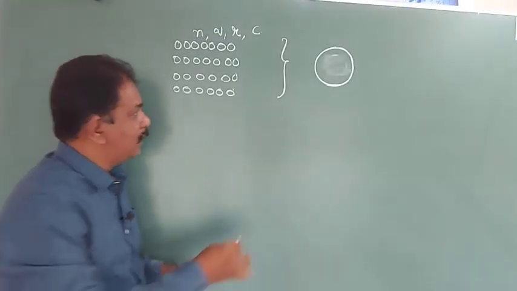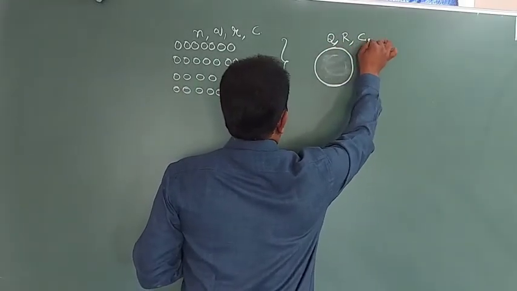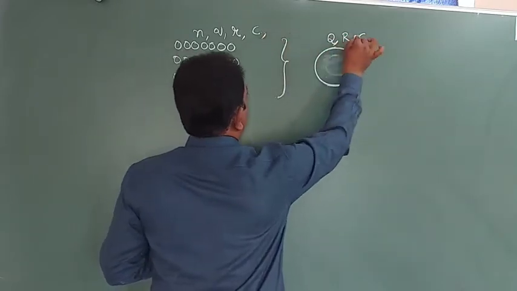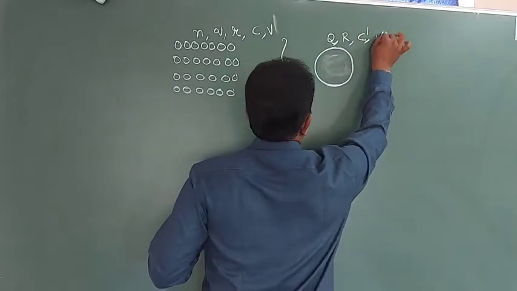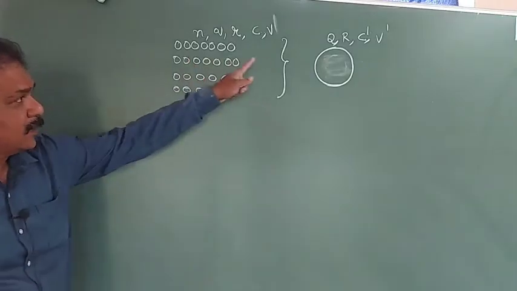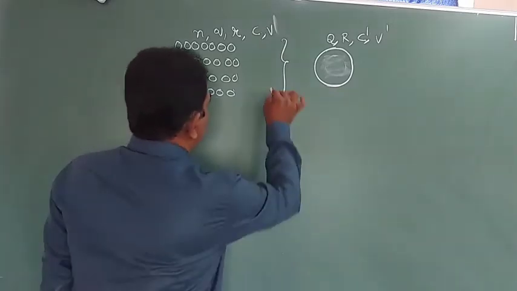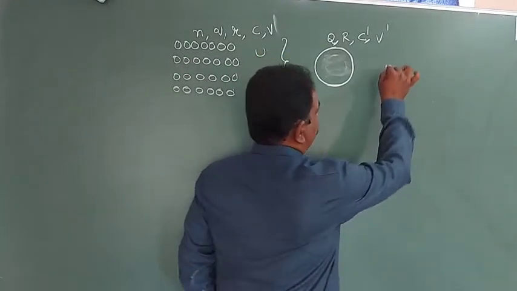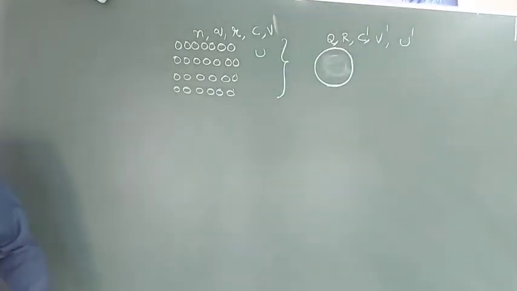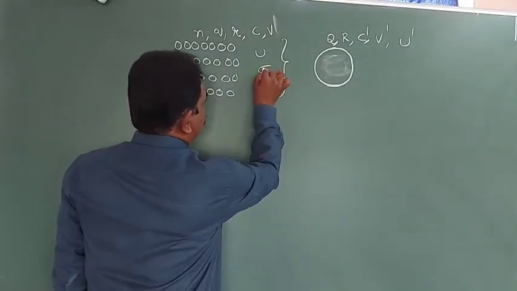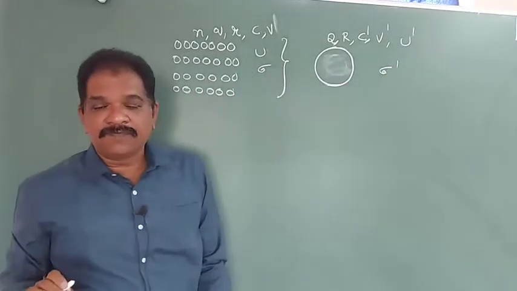Let the charge of that be capital Q, radius capital R, capacity C dash, and V dash the potential. Here V is the potential, there V dash will be the potential. Next, here U is the energy, and U dash is the energy there, and here sigma is the surface charge density. Here sigma dash is the surface charge density.